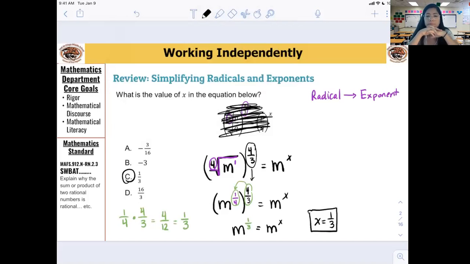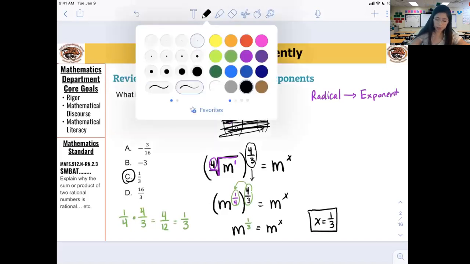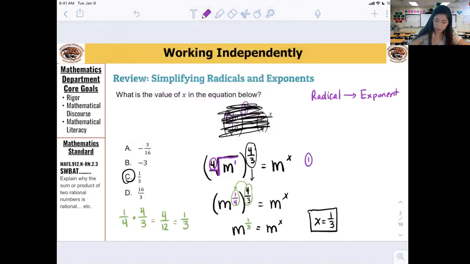So if we ever see this problem at the end of the class and we see a fraction on the outside and then just a number on the balcony, that means we're gonna have to do this process. Yeah, exactly. So let's break down what we did. Step 1 was turn the radical into an exponent.